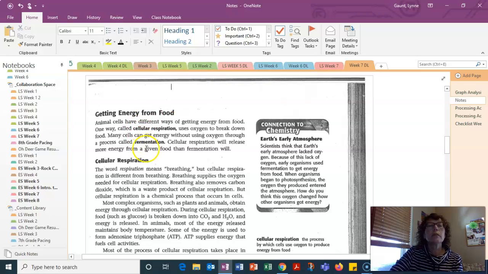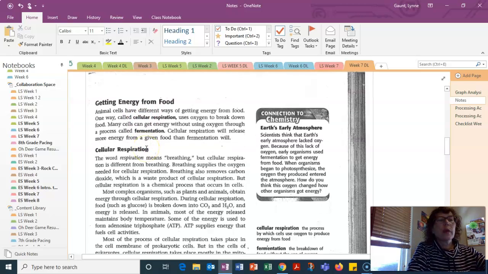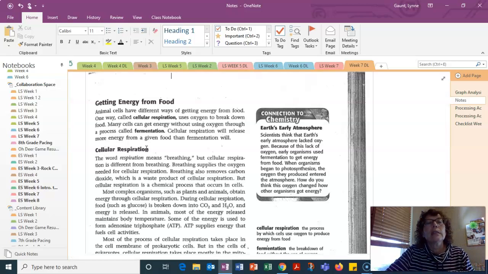Alright, so at the top, the first paragraph says, getting energy from food. Let's read it. It says, animal cells have different ways of getting energy from food. One way is called cellular respiration. It uses oxygen to break down food. Many cells can get energy without using oxygen through a process called fermentation. Cellular respiration will release more energy from a given food than fermentation will.